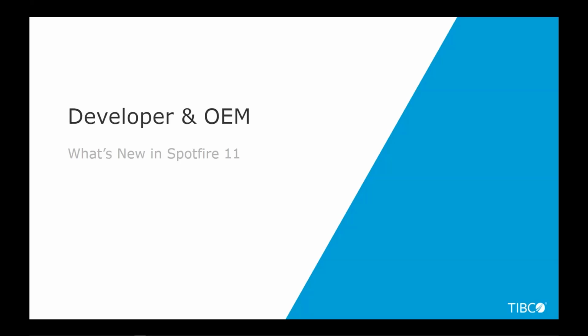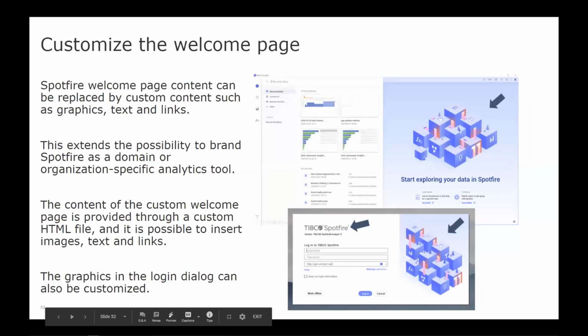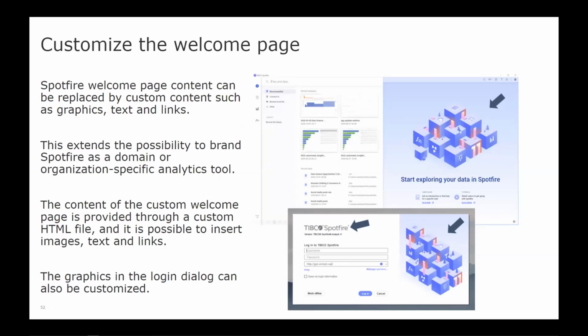So we have one feature in the developer and OEM section that I want to highlight. We have now added the possibility to customize the welcome page. This is useful for OEM partners and other customers that want to brand Spotfire as a domain or organization-specific analytics tool. The content in the welcome page can be replaced with a custom HTML file, which can contain images, texts, and links. It's also possible to customize the graphics in the login page. And all of this is done with a co-branding package.